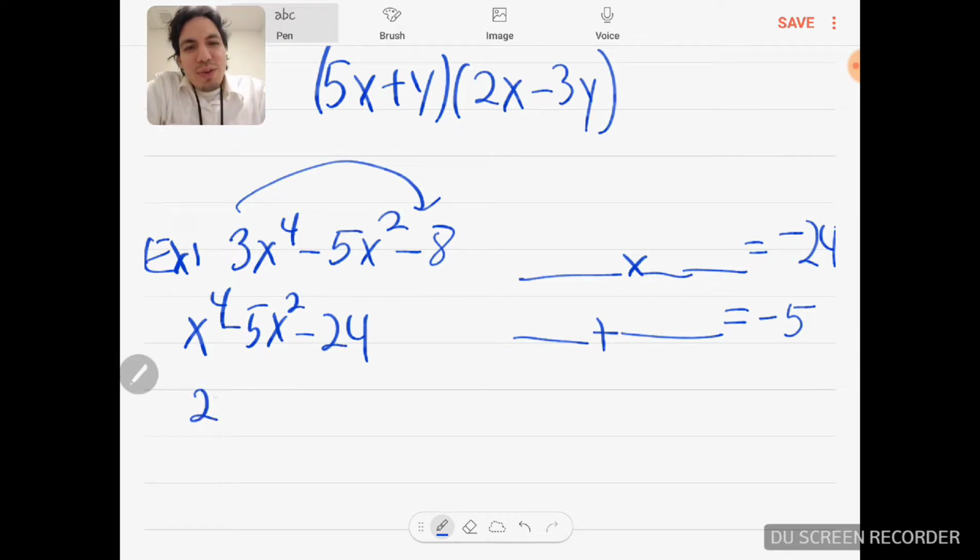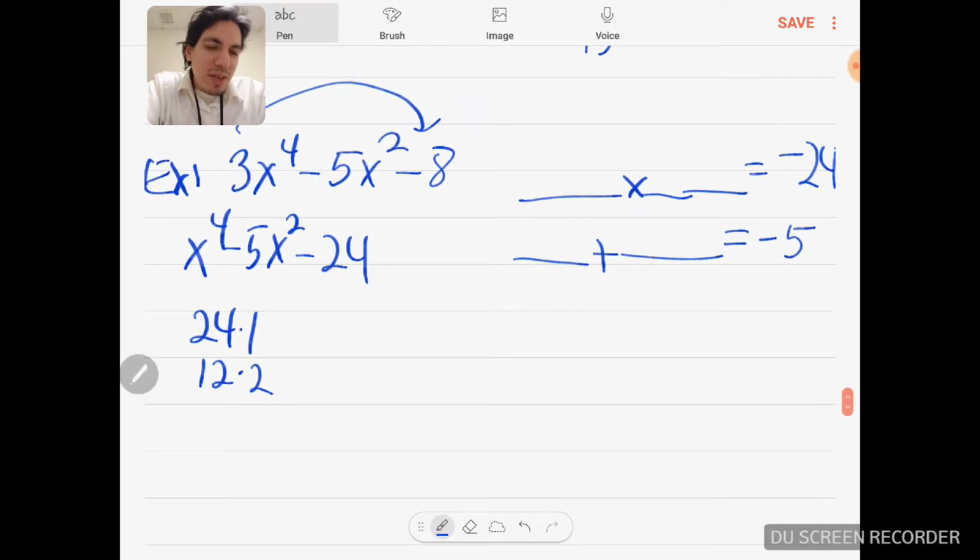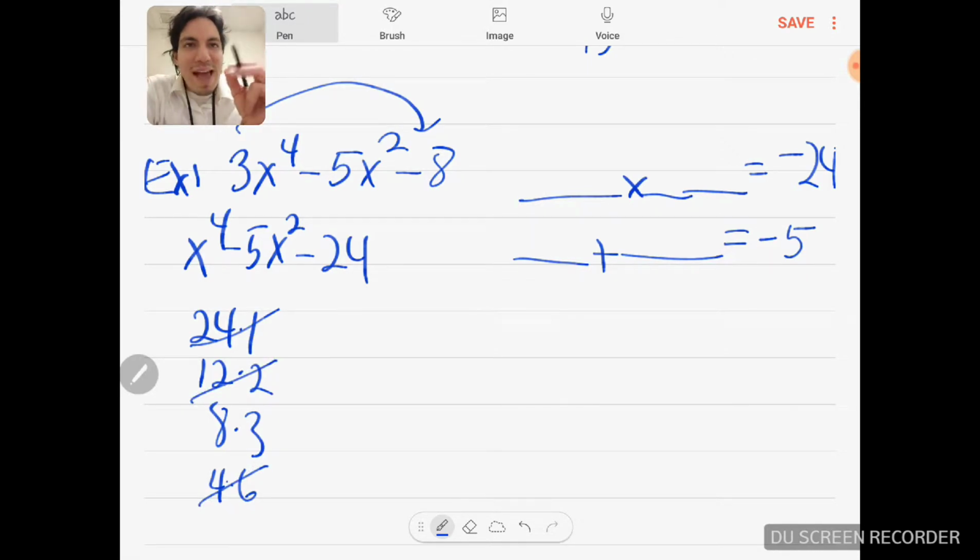Well, let's think. We got 24 times 1. We got 12 times 2. We got 8 times 3. And we got 4 times 6. All right. I think 8 and 3 looks like the ones that are going to work, because this is not going to work. That's not going to work. Even that's not going to work, because I'm already thinking of the terms when you add them in the middle.